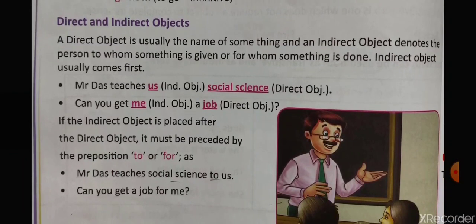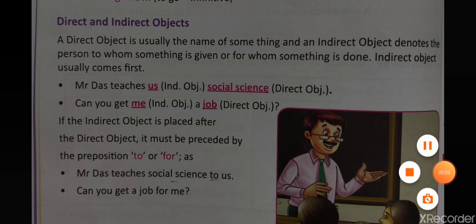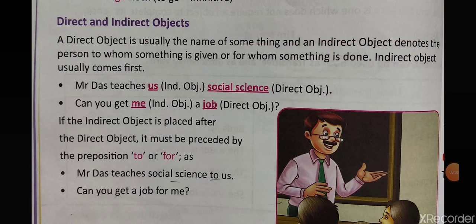Similarly, next coming to the direct and indirect object. This is very simple to understand. In any sentence, the direct object is usually the name of something, and the indirect object denotes the person to whom something is given. So in this, the direct object is actually the name of the something, whatever thing we are talking about, and the indirect object is the name of the person to whom it is given.